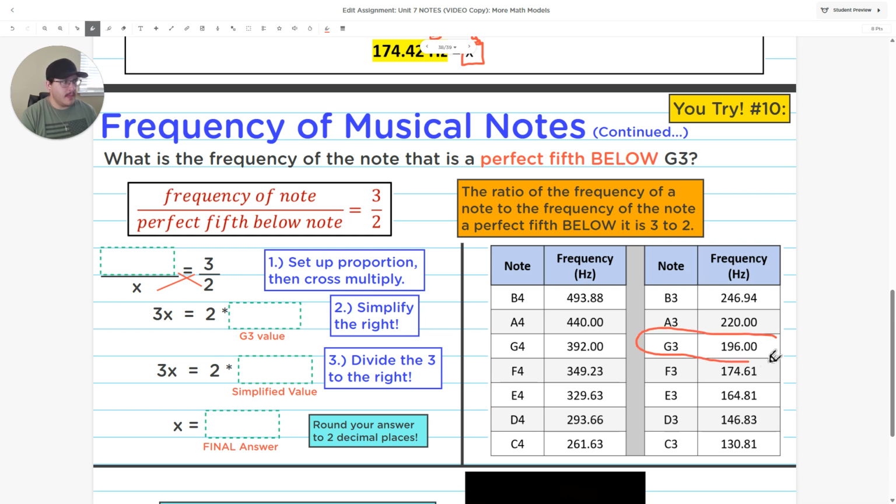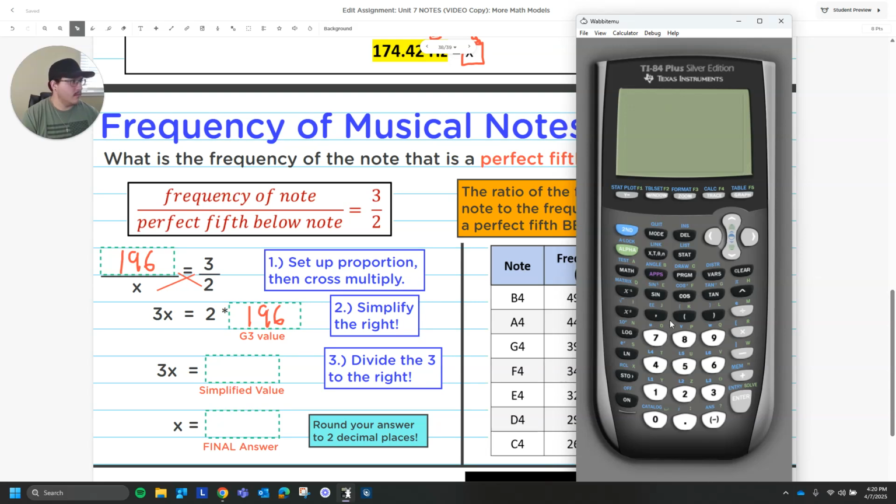So, G3 is 196. I'm going to cross multiply to get my perfect fifth below G3. So, x times 3 is 3x. 196 times 2 will turn into 392.